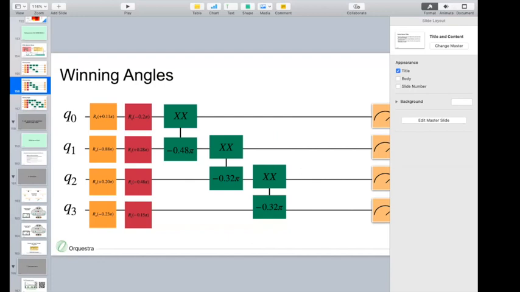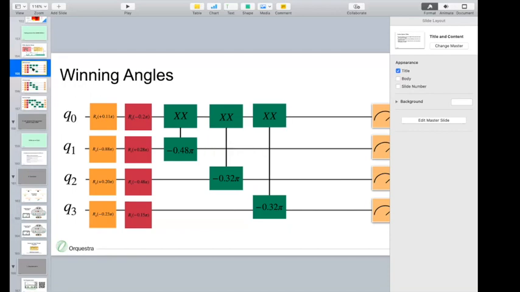Claudia says, is it the same if we use YY or XX? Actually, good question. I think I cheated because I used YY and then I said XX, so that shows that no, there's no difference. There are some combinations of angles that don't work, but as long as you're exploring the space, XX works well. I would use them either way.